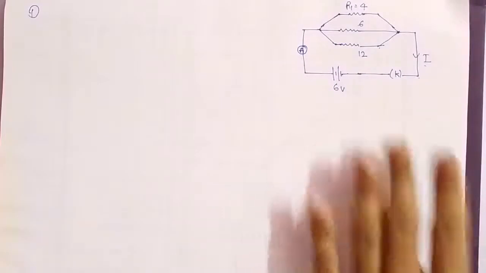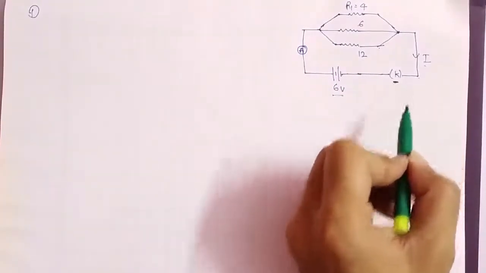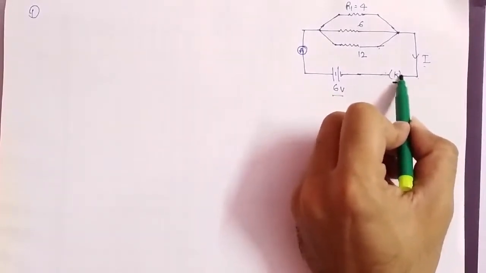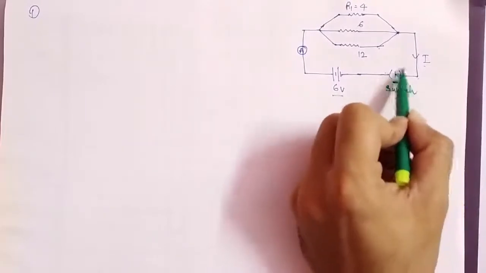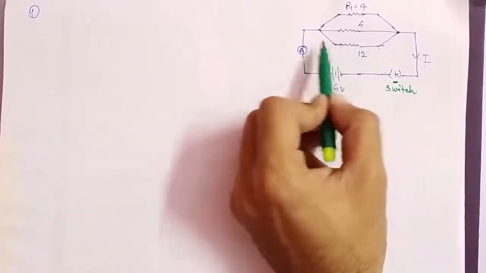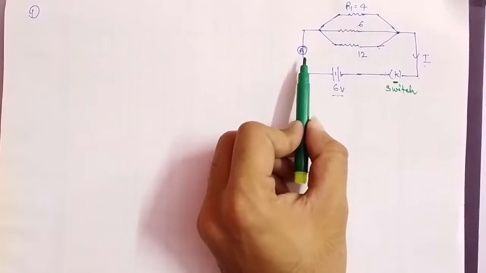So this is a basic diagram. Here is the battery connection. This is the key. The key simply connects the two wires, so it acts like a switch. There is no resistance here. We have just the battery and resistances in our circuit, and that is our ammeter that measures the current.